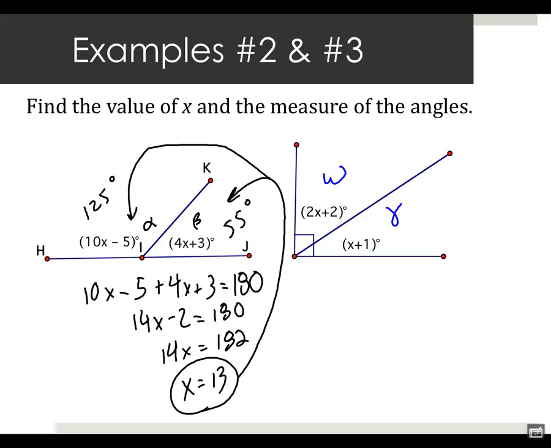Okay. These are lowercase Greek letters, by the way. We normally use those to denote angles. Because an uppercase omega looks like this. And then an uppercase gamma looks like a hangman's noose. Like you're going to play hangman.